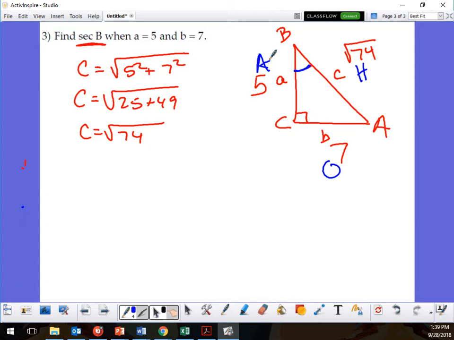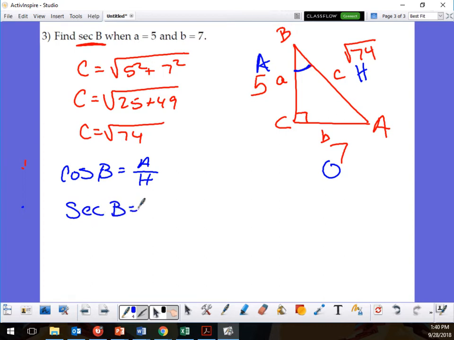Now, secant is the reciprocal of cosine. Remember cosine, some old hippie caught another hippie, so it's going to be adjacent over hypotenuse. So the reciprocal of that, which is my secant, is H over A.